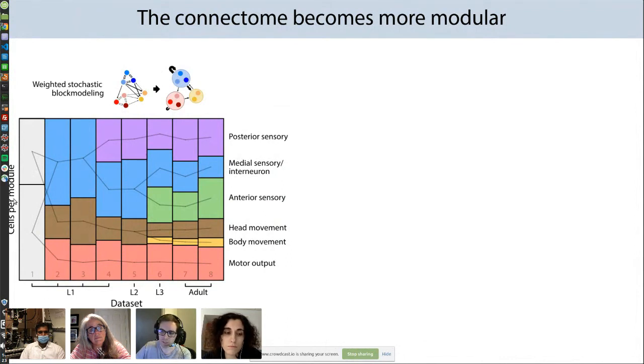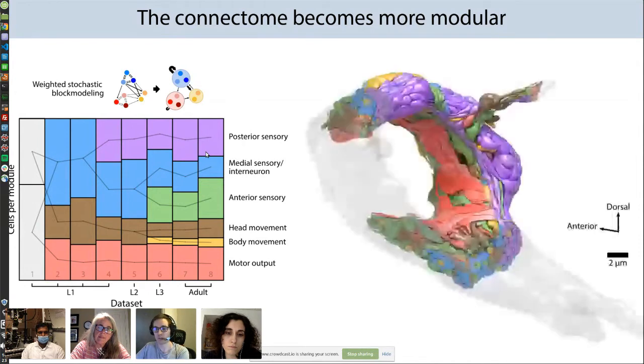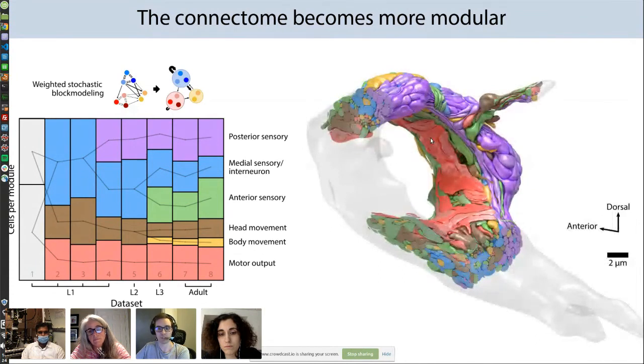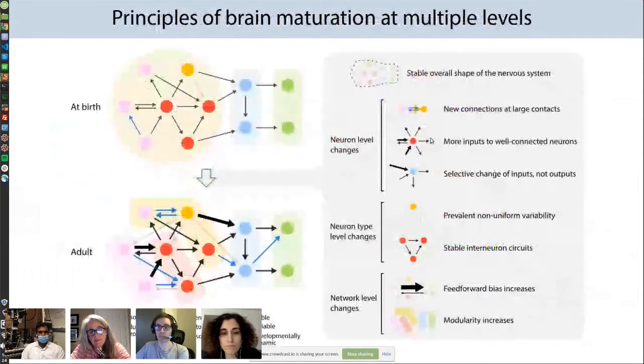And this shows cells per module. We found that the connectome becomes more modular, increasing from 2 or 3 modules at birth to 6 modules in the adult. So synapse formation progressively increases the community structure of the brain as subnetworks for sensory and motor processing gradually emerge with maturation. And interestingly, these subnetworks are actually spatially organized in the brain as well, reminiscent of brain lobes of large animals. So to sum up, we've uncovered principles of synaptic remodeling on multiple levels of the connectome.